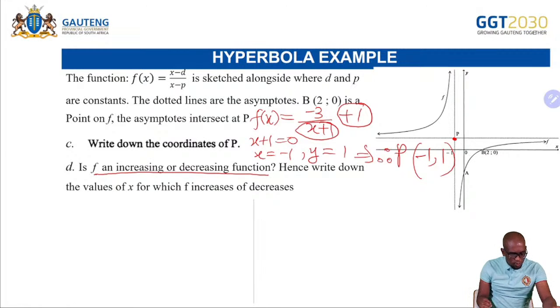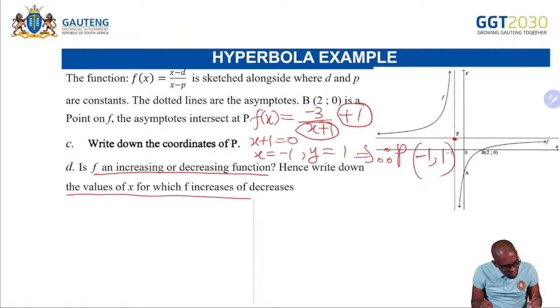Is f an increasing or a decreasing function? I think we have explained what an increasing or a decreasing function is, and now they want the values of x for which it increases or decreases. Now let us investigate the function from left to right to check whether it's an increasing or a decreasing function. If we check what happens to the y values as the x values increase, then looking at this from the left-hand side here, where I'm highlighting, you can see that as x increases, y is also increasing for this arm.